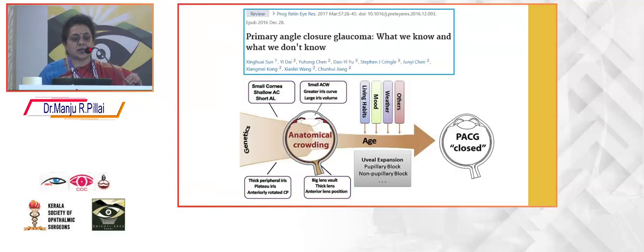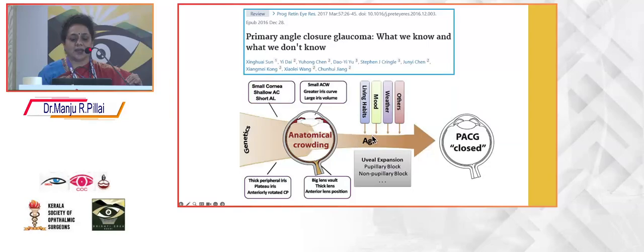There is an article on primary angle closure glaucoma on what we know and what we don't know. Some part of genetics is involved, with a small cornea, shallow AC and short axial length, and a small anterior chamber with greater iris curvature and a larger iris volume. There could be anatomical crowding, thicker peripheral iris, plateau iris, anteriorly rotated ciliary processes, a big lens vault, thick lens, and anterior lens position.